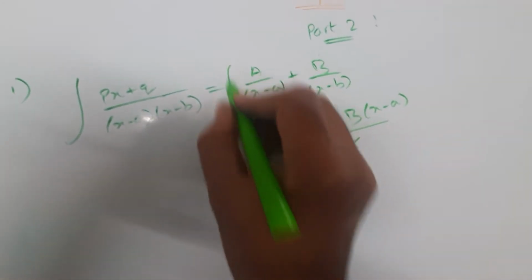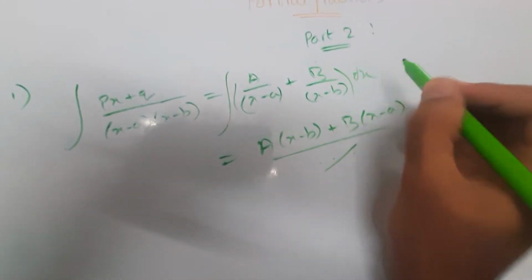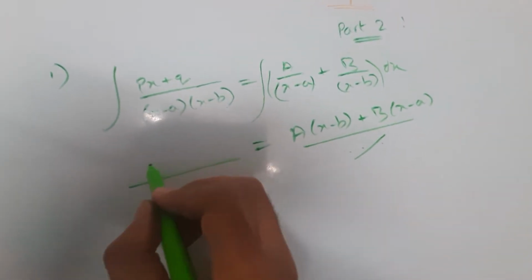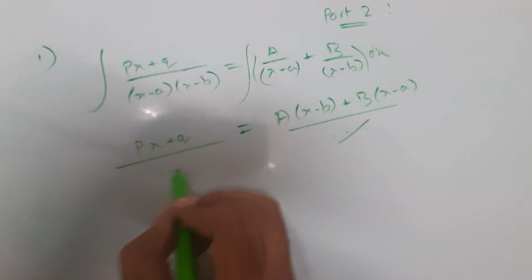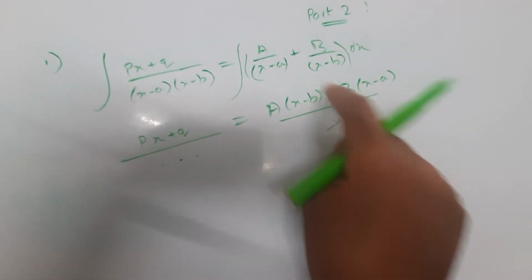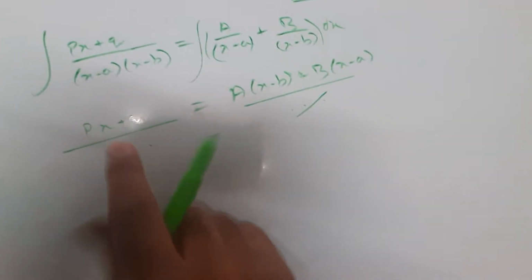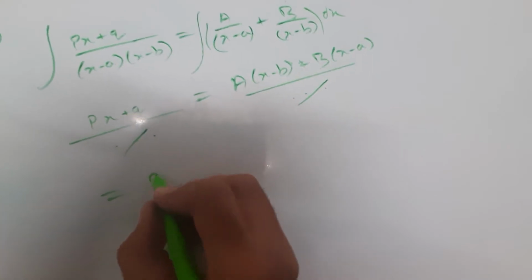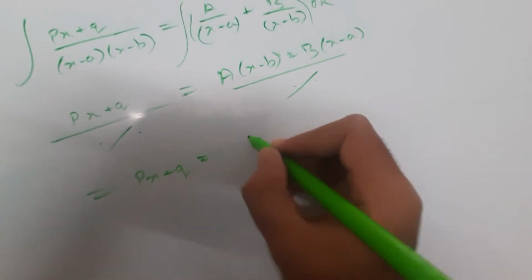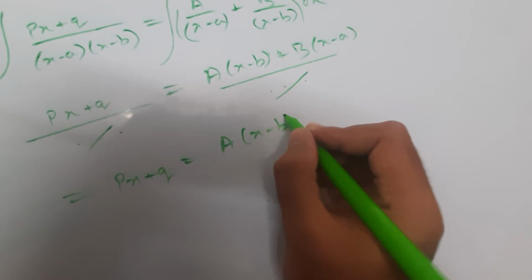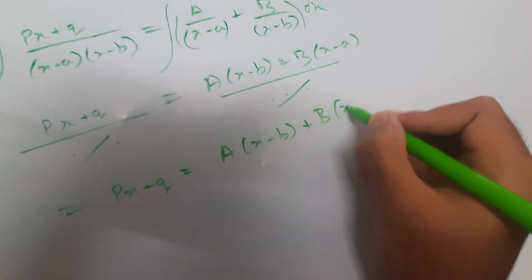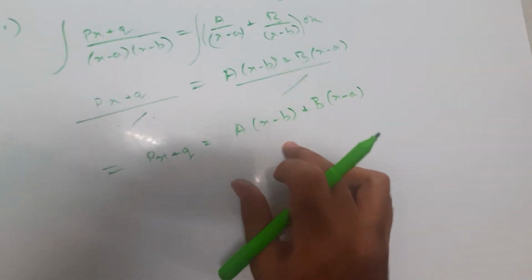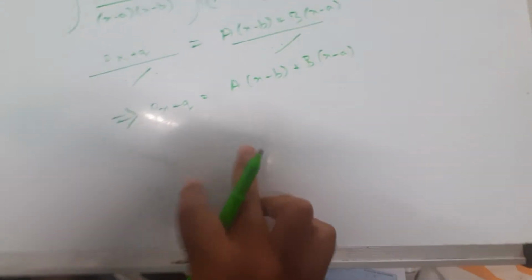This is also integration dx, but we're going to ignore it for a while and come back to that. The (px + q) by the denominator is going to be the same as this, so you cancel both the denominators. What you're left with is px + q is equal to A(x - b) plus B(x - a). From this there are two things you can do.